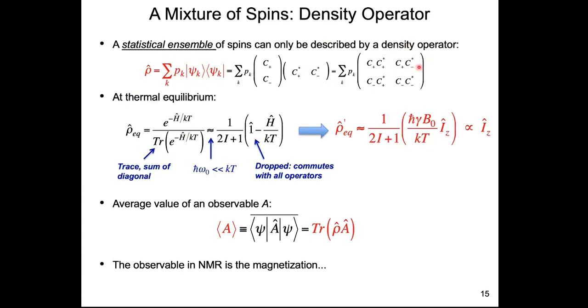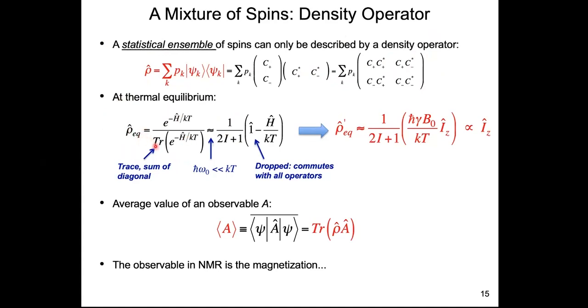Looks pretty lengthy if you want to write it out in matrix form, but fortunately, most of the usage can be done at the level of spin operators. So to do that, first we have to establish at thermal equilibrium what is our density operator?